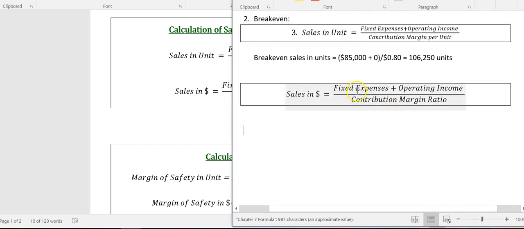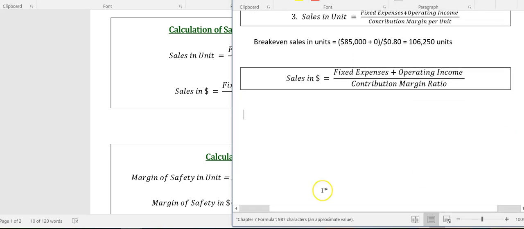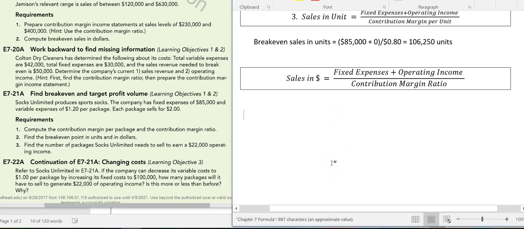So the top part is same. Fixed expense is $85,000 again at break even. Your operating income is 0. But instead of using contribution margin per unit, we're gonna use contribution margin ratio. And if you go back, we calculated that contribution margin ratio is 0.4. So let's plug in the numbers. We will calculate break-even sales in dollar value.